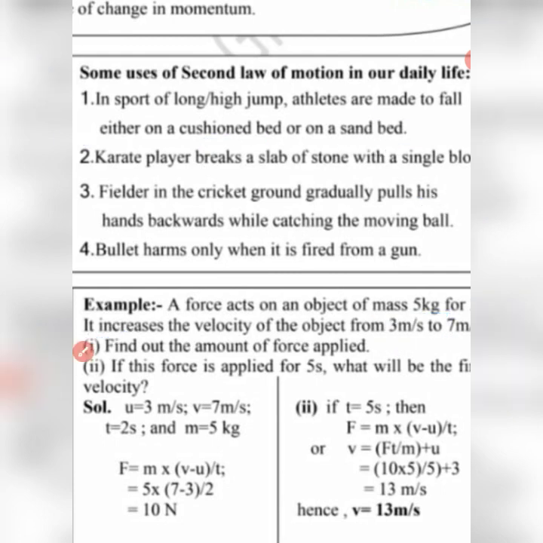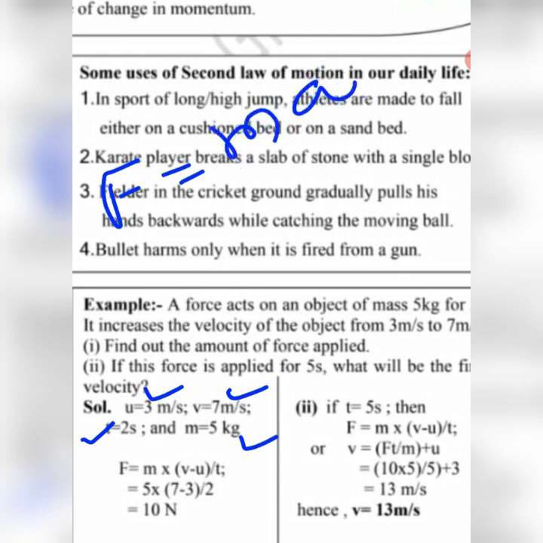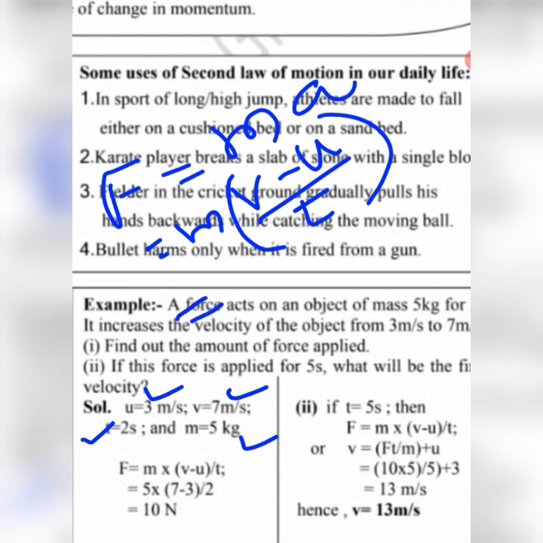Now let us first of all do the first part, that is we can calculate the amount of force applied. So as we know, u is 3, v is 7, time is 2 seconds, mass is 5 kg. So applying the formula, as we know, F is equal to m into a, or F is equal to m(v minus u) upon t. So putting the values, mass is 5 kg into (v is 7 minus u is 3) upon time is 2 seconds.